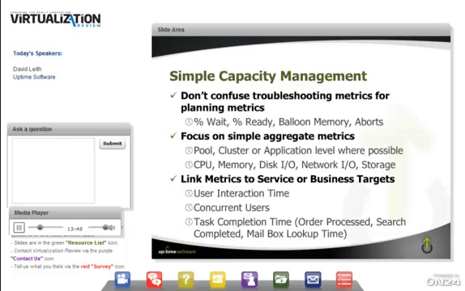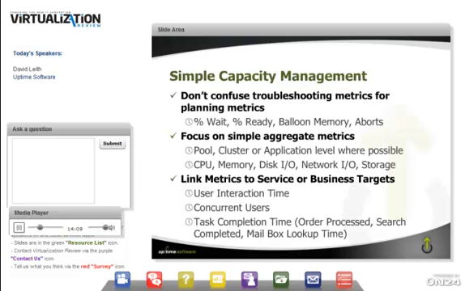And try to look at those at aggregate levels, so at the pool or cluster level. Certainly at the application and business service level, it's important to understand these things. Those metrics are very easy to come by out of vCenter. But the key thing is to not link those metrics back to those lower-level problem metrics, but actually link them upstream, right, to actual business targets and service time targets.